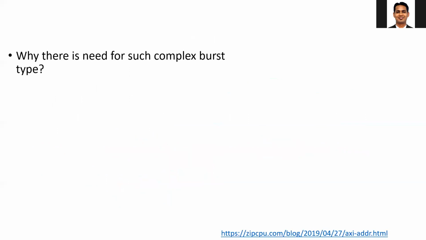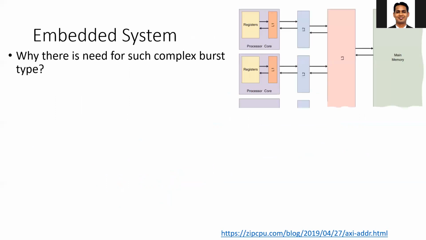So why is there a need for such a complex burst type? This originated from the embedded system. As we know, in the embedded system we have the cache memory and the main memory, and usually data is communicated frequently between them. For example, the processor usually checks for the data in the cache memory. If the data is not available in the cache memory, the processor then fetches the data from the main memory.